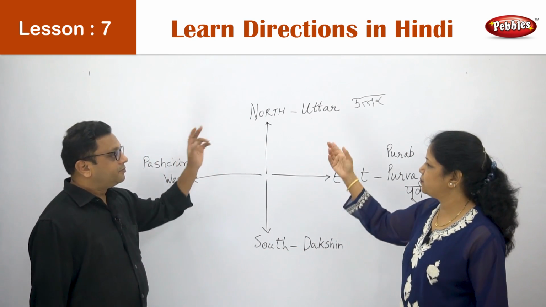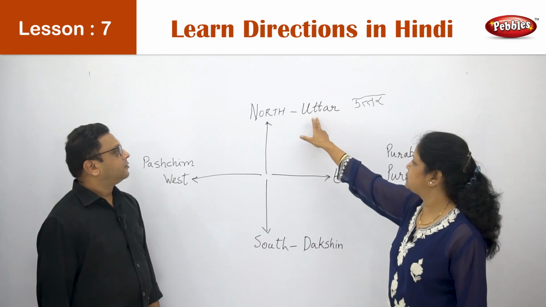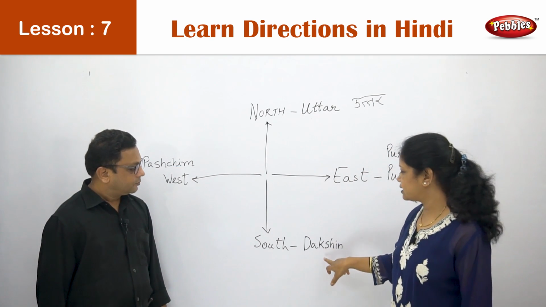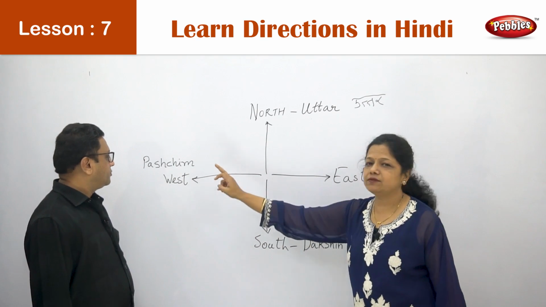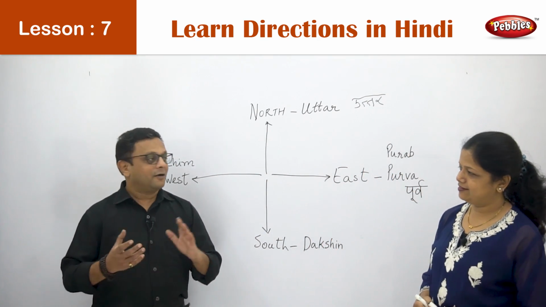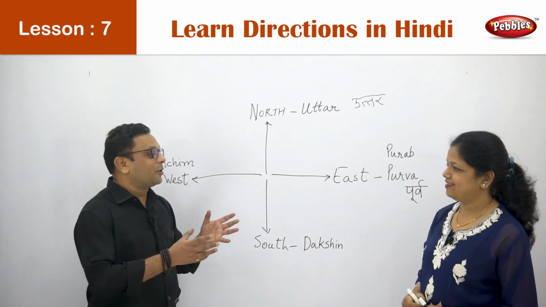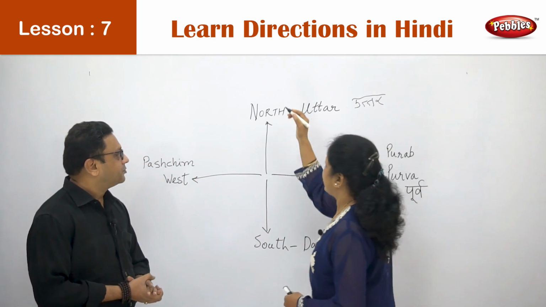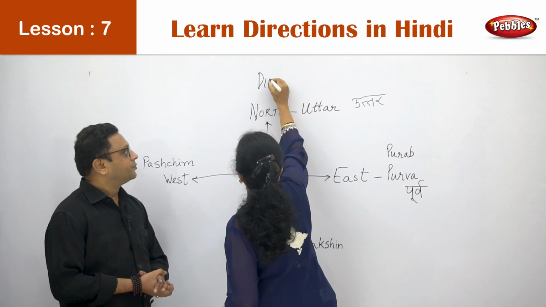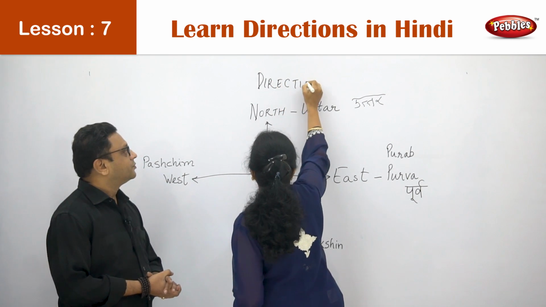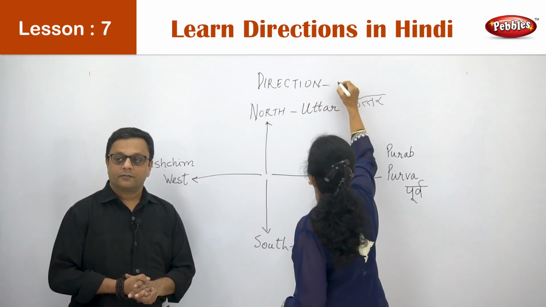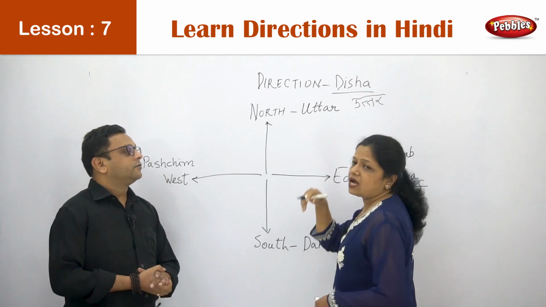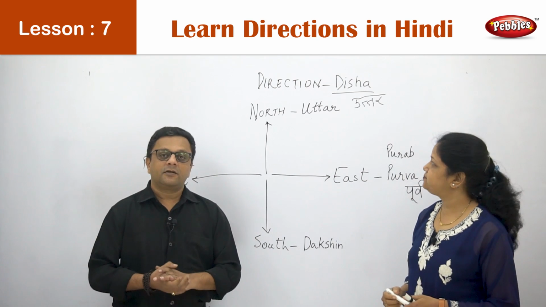Now we can just repeat these four directions. Uttar for north, Purva or Purab for east, Dakshin for south, and Paschim for west. But the main thing we forgot is what a direction is called. The direction means Disha. So actually we are learning about directions. Disha means direction.